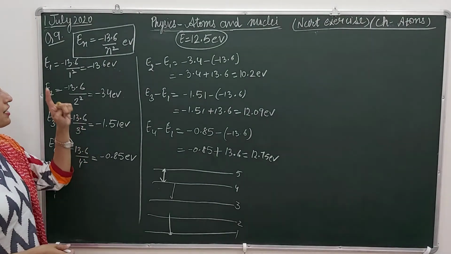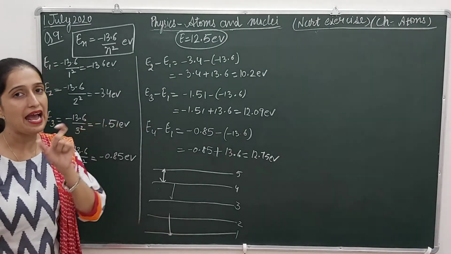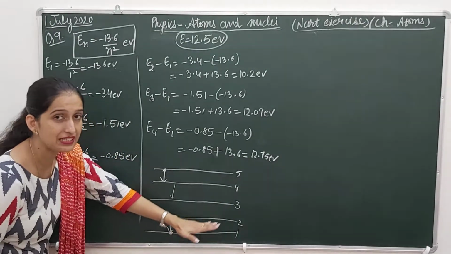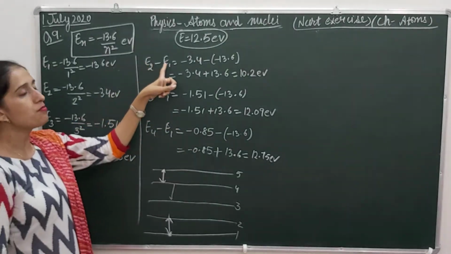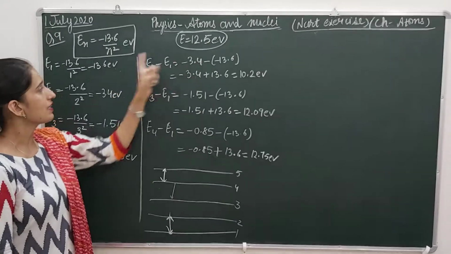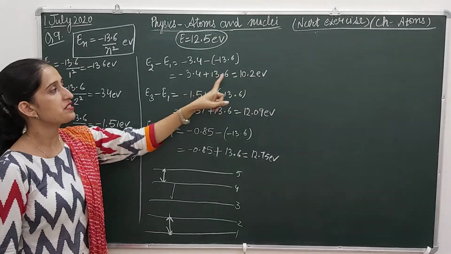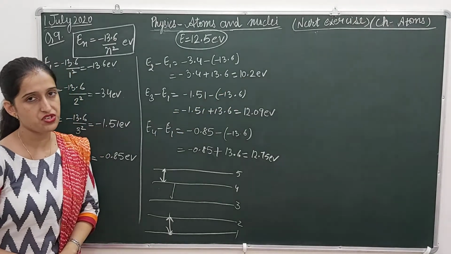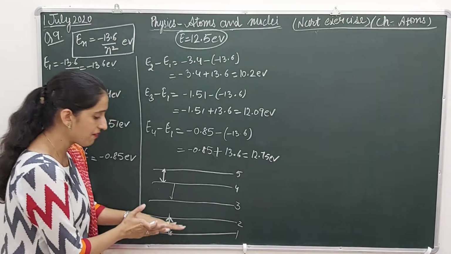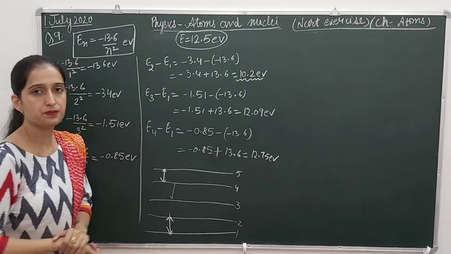If we want the electron to jump from the first level to the second one, it should have energy equal to the energy difference between these two levels. Or we can write E2 minus E1. E2 is minus 3.4, minus E1 is minus 13.6. Minus minus will become positive. Its value will be 10.2 electron volt. Means when an electron wants to jump from the first level to the second level, it should have this minimum amount of energy.